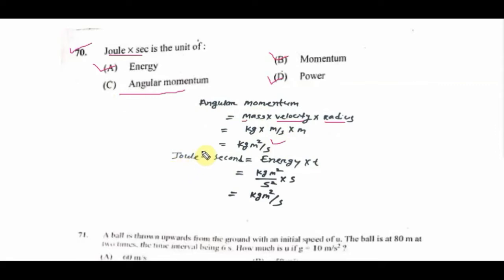Now we have to find joule into second. Joule is the unit of energy and second is the unit of time. So the energy unit is kg meter square per second square and the time unit is second. So one second will be cancelled, so it is kg meter square per second. Similarly, angular momentum is also kg meter square per second. So joule into second is the unit of angular momentum.